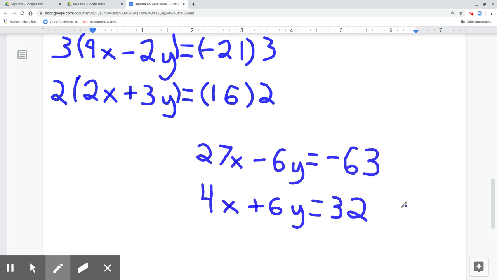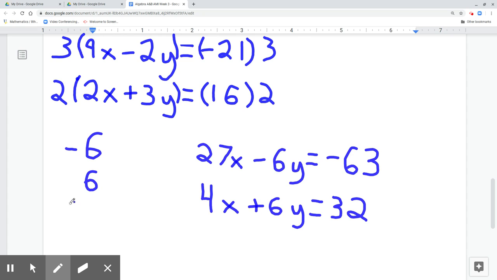Now, let's go back to why we were doing that. The point of all of this was so we could have the same or opposite coefficient in front of one of the variables. 27 and 4 are not the same, but negative 6y and 6y both have a 6. So I'm going to come over here to the side and decide what operation I need to do to make those become 0, so I can eliminate the y variable.